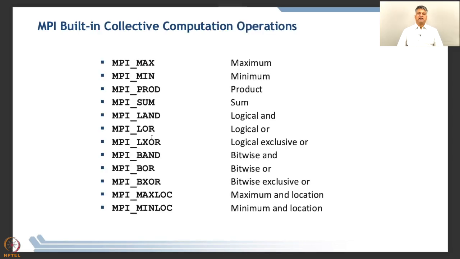So, what are the different collective computation operations that are available in MPI? You can take a maximum, a minimum, a product, a sum, a logical AND operation, a logical OR operation, a logical XOR, bitwise AND, bitwise OR, bitwise exclusive OR, and do a maximum and the location of the maximum, minimum and the location of the minimum. So, in which array member is the location, you will get to know.